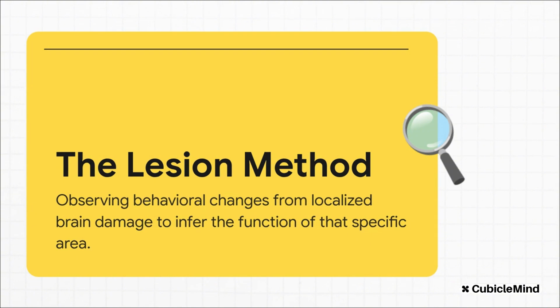If someone has an injury or a stroke that damages a very specific part of the brain, and then suddenly they lose a specific ability, let's say the ability to recognize faces, you can make a pretty strong guess that the damaged part of the brain has something to do with recognizing faces. It's how we first started to draw a map of the brain's functions.